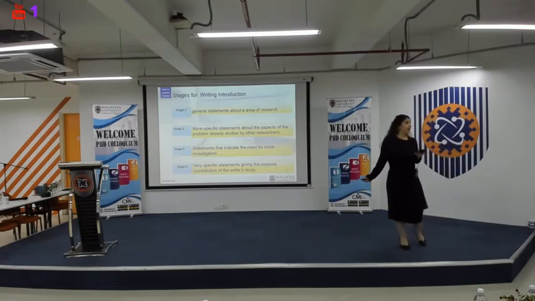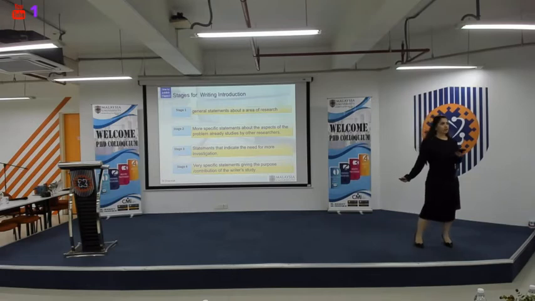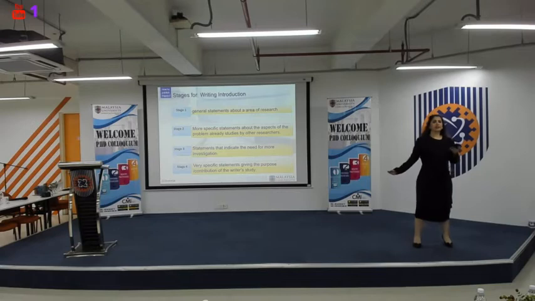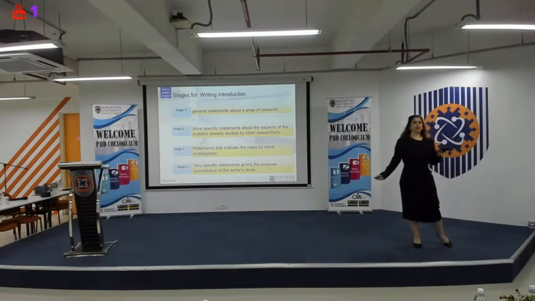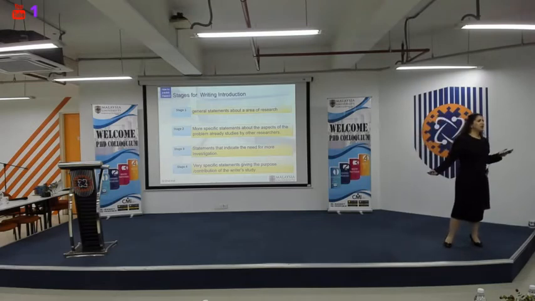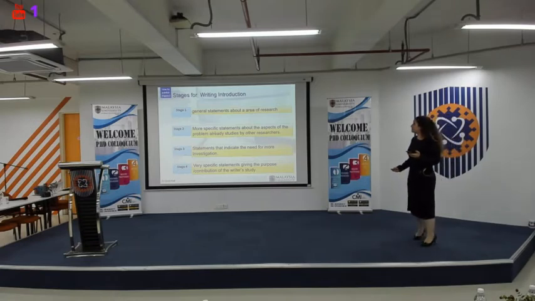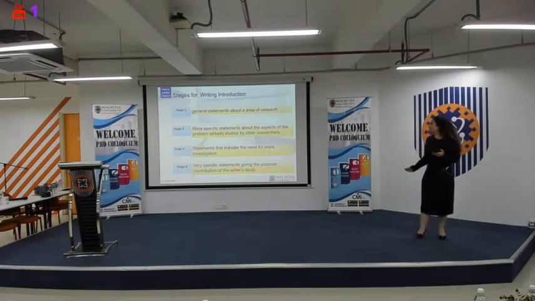Stage 1, you need to talk about a general statement of the area of the research. Nowadays, we live in an advanced technological world where, for example, the internet plays an important role. Industrialization has improved. These are general statements. After that, you need to talk about more specific statements about the aspects of the problem already studied by other researchers.